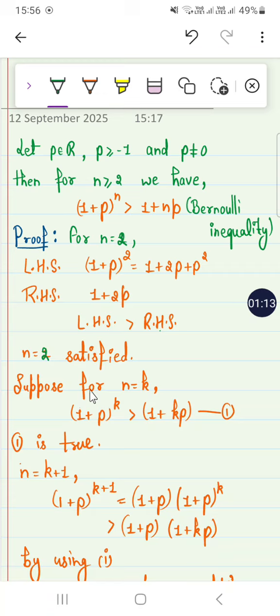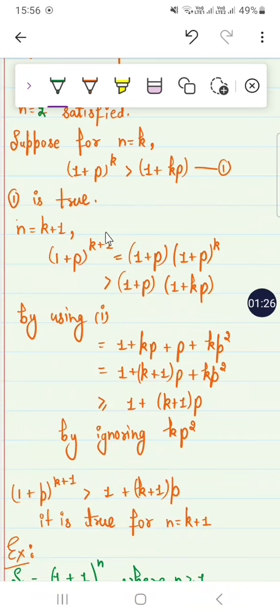Okay. Now let us suppose for n equals k, (1 + p)^k is greater than or equal to 1 + kp, right? That is true. Now let us take n equals k plus 1, right? If we prove by the induction method that it is also true for n equals k plus 1, then we say that it is true for all n.